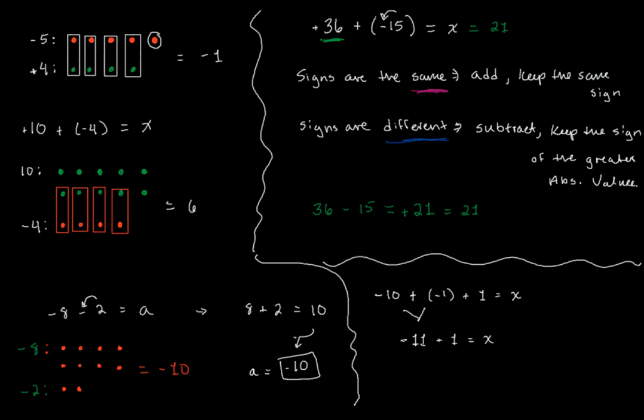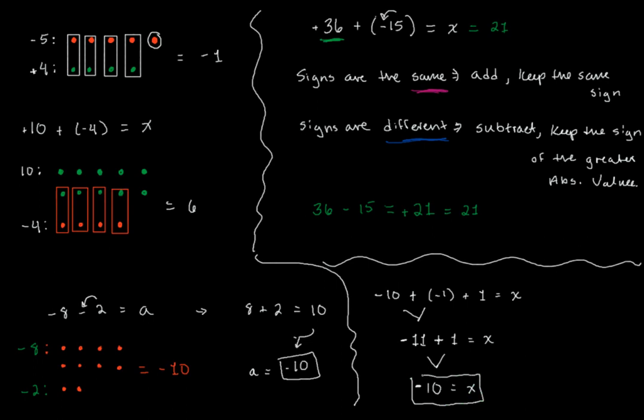And again, I see that I have the same sign. Oh, no, I'm sorry. I have a different sign. So now I'm going to subtract, and then I'm going to keep the sign of the greatest absolute value. So 11 minus a 1 gives me 10. Remember, we're going to take these two numbers, whichever one's larger, you keep that sign. The negative 11 is bigger in absolute value, so I get negative 10.